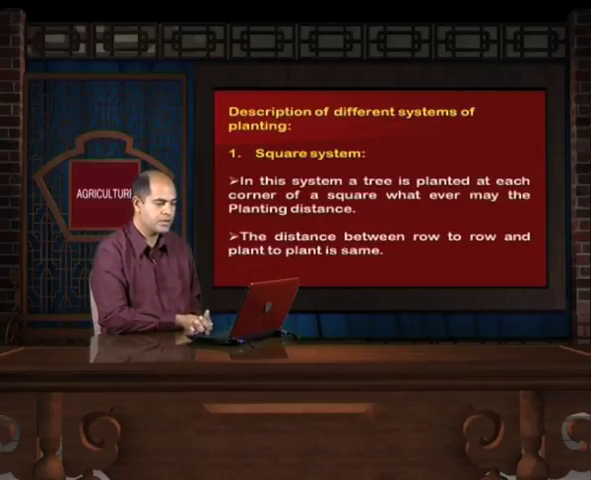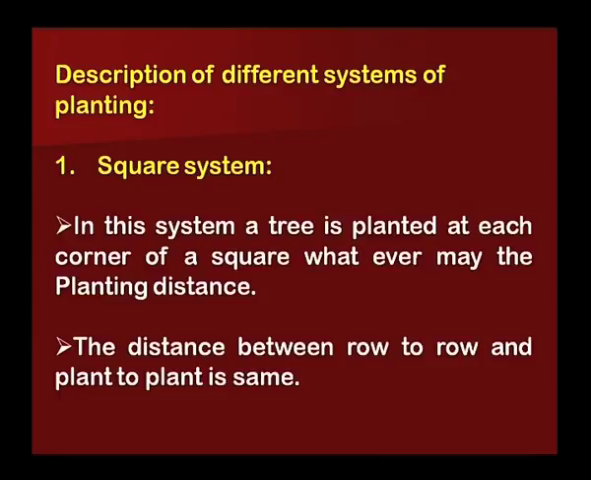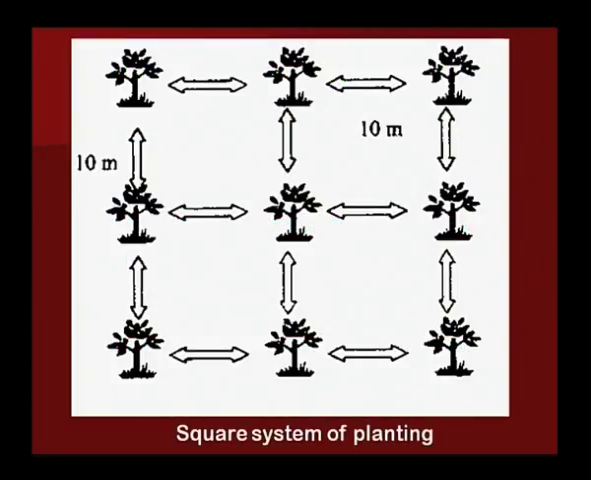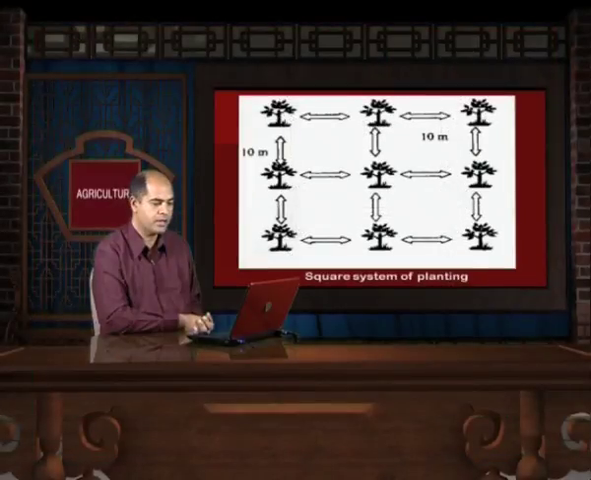Description of different systems of planting. The first one is square system. In this system, a tree is planted at each corner of a square, whatever may be the planting distance. The distance between row to row and plant to plant is same. In this picture, you can clearly see a square system of planting in which the row to row and plant to plant distance is same, that is 10 meter.